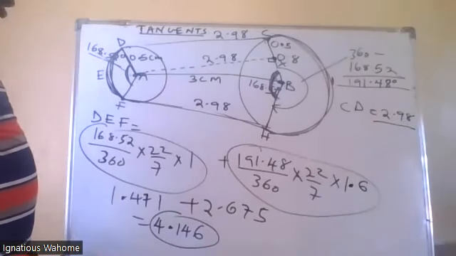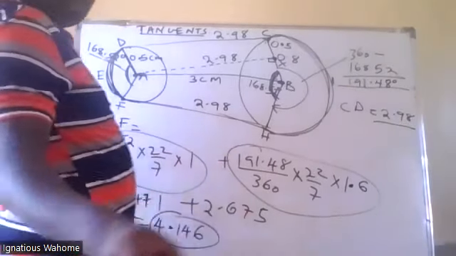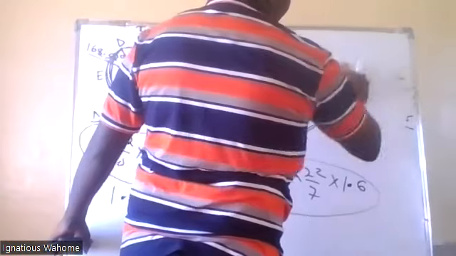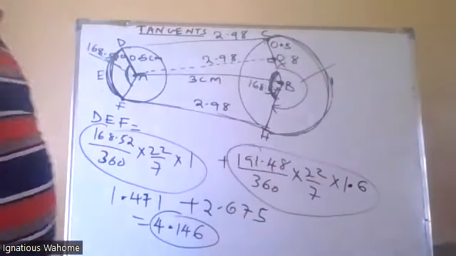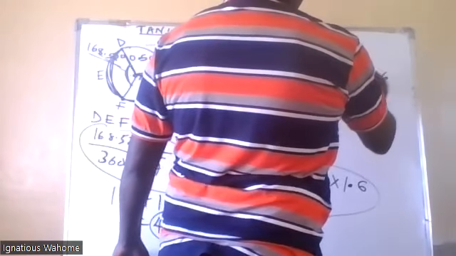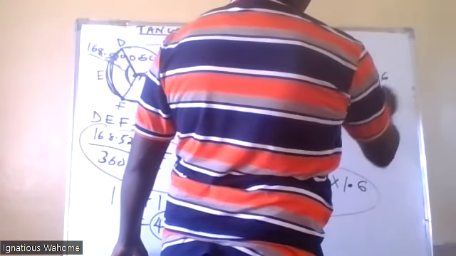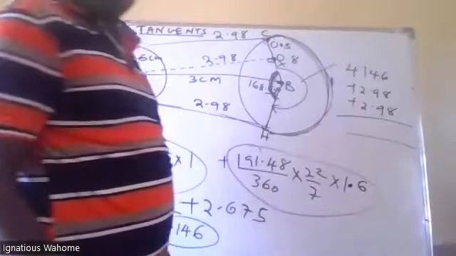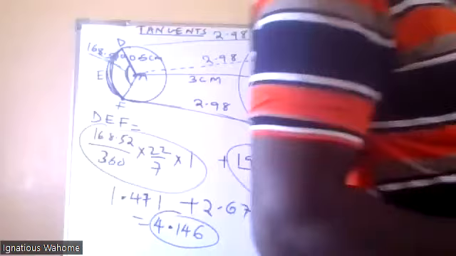So take that value that you got there. Take 4.146 plus 2.98 plus 2.98. You add. That is the total length.